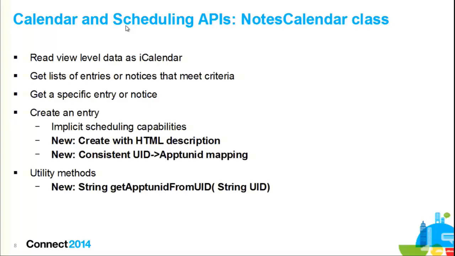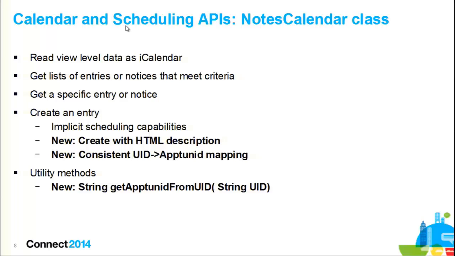The first class we're going to focus on is the Notes Calendar one. Some of the things you can do that apply to your whole calendar are things like read the view level data. So I can get a feed of everything for this month, and it won't include the description or the attendees, but it'll include all the information I might need to display this in my view. And there's a whole bunch of different bells and switches that you can turn on to control the behavior of that. You can get a list of entries or a list of notices.